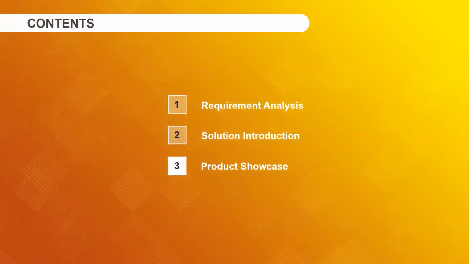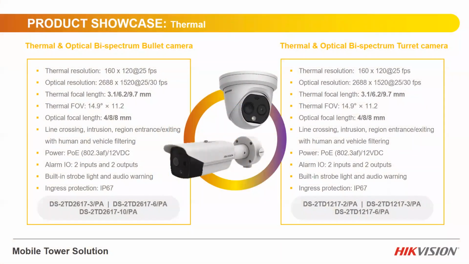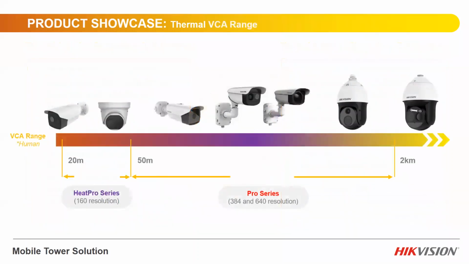So an overview of the products then that we've discussed this morning. Firstly, thermal cameras, available in both bullet and turret configurations with 3, 6 or 9mm thermal focal lengths and matched 4 or 8mm optical focal lengths. Heat Pro has a human detection range out to 50 meters, with Pro Series thermal cameras available up to 2 kilometers in range.